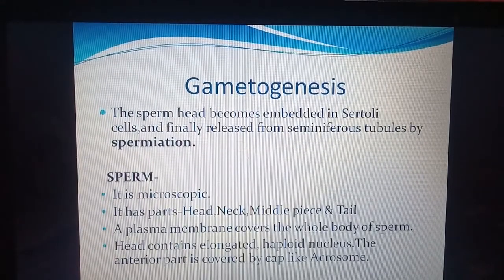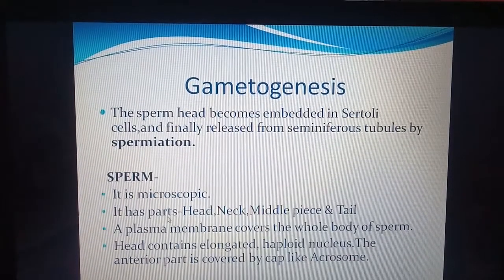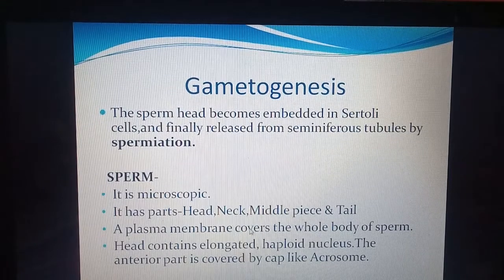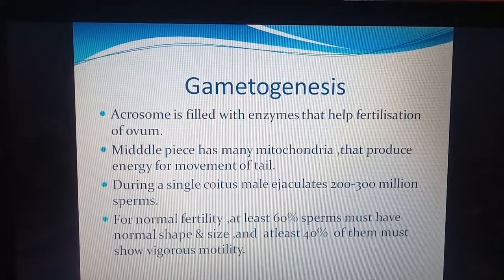Now let us see some of the properties of sperm. It is microscopic, so it can only be seen by microscope. It has four main parts: head, neck, midpiece and tail. Plasma membrane covers the whole body of the sperm. The head is elongated and has a haploid nucleus with half the number of chromosomes. The anterior part is covered by a cap-like acrosome. Now the acrosome is filled with enzymes that help in fertilization of the ovum. The middle piece has many mitochondria and they produce energy for movement of the tail.